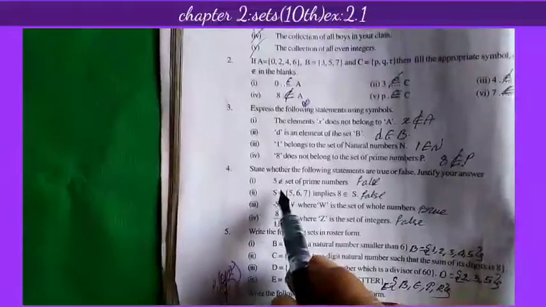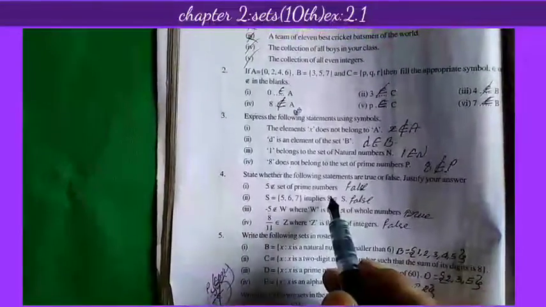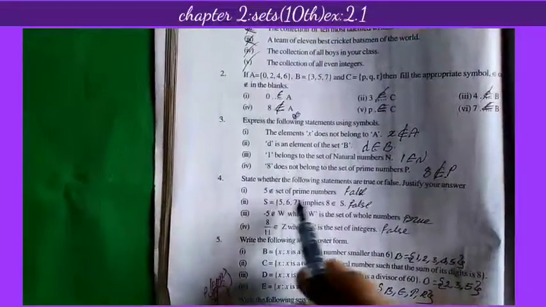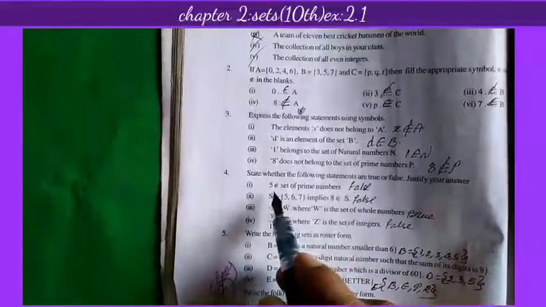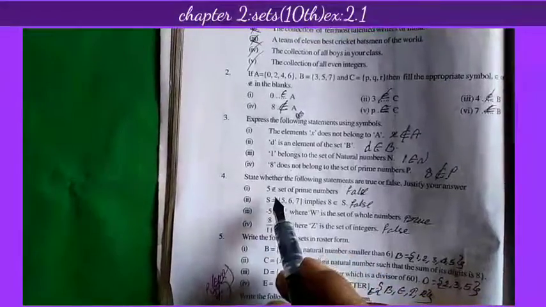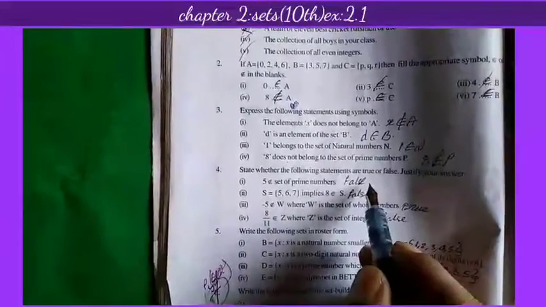Coming to question 1: 5 does not belong to the set of prime numbers. Yes, 5 is a prime number. 2, 3, 5, 7, 11, 13, these are all prime numbers. So 5 is placed in the prime set. But here it says does not, so it is a false statement.